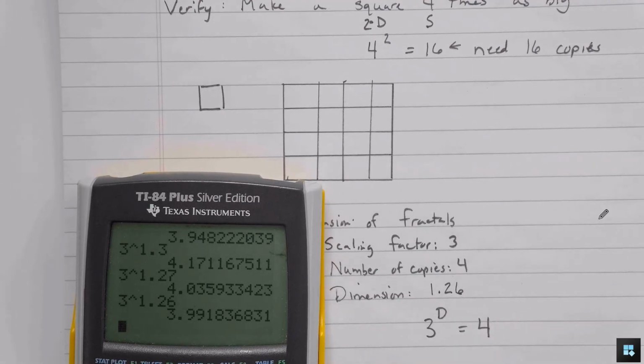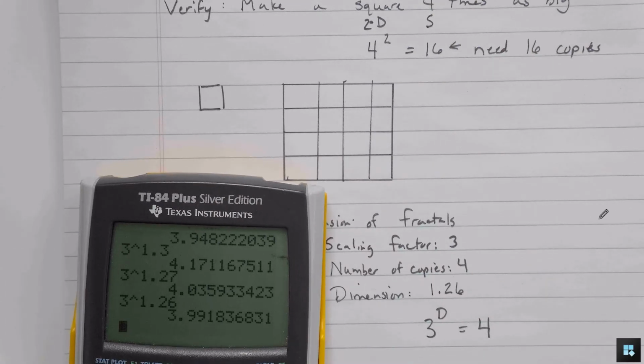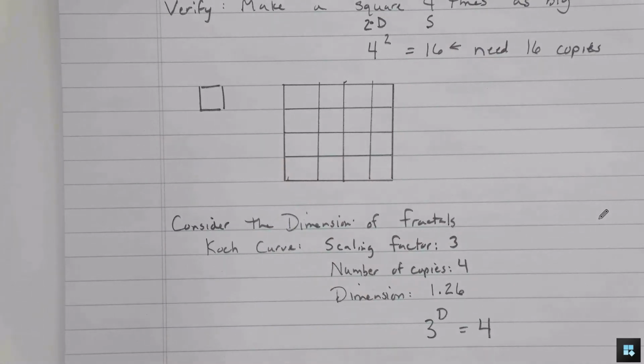So a little bigger than one dimension. That little fuzziness gives it a little thickness, but not 2 dimensions. So fractals fall between the dimensions. Instead of being a whole number dimension, fractals can be fractional dimensions.